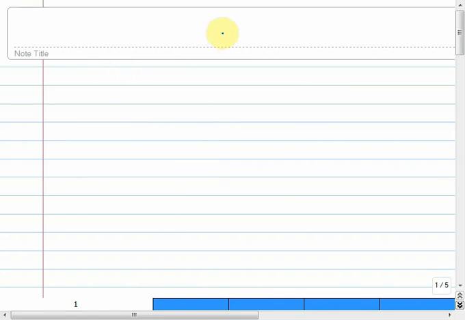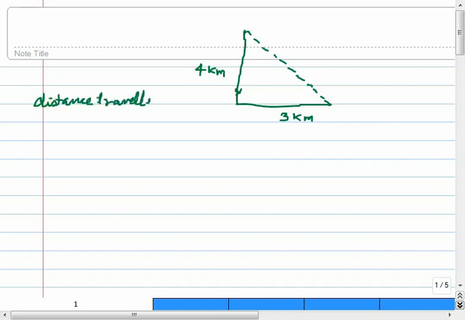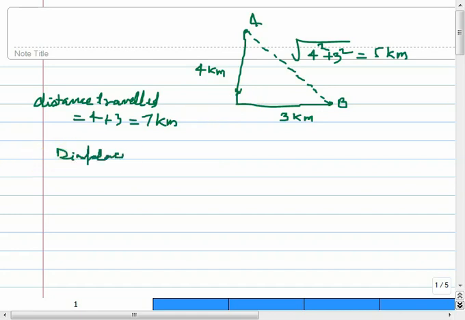Now, giving you an example, suppose the body is initially here and it moves in a straight line 4 kilometers, then perpendicular to this line it moves 3 kilometers. So the distance traveled is equal to 4 plus 3, which is 7 kilometers. However, displacement is the change in position. Initial position was this and final position is this. The shortest distance between those 2 points is a straight line joining these 2 points A and B. And by Pythagoras theorem it will be the square root of 4 squared plus 3 squared, which is equal to 5 kilometers. So displacement will be 5 kilometers.